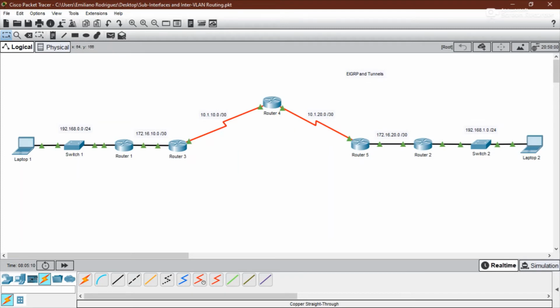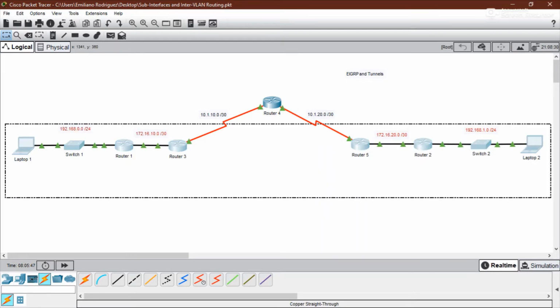Now we will configure EIGRP for our local area network, connecting laptop 1 to router 1 and to router 3. And we will also configure EIGRP to connect our other local area network for laptop 2 to router 2 to router 5. The autonomous system number we will use will be 100, and we will use it for both local area networks. That way, when we are ready to connect both local area networks, they will be using the same autonomous system number.